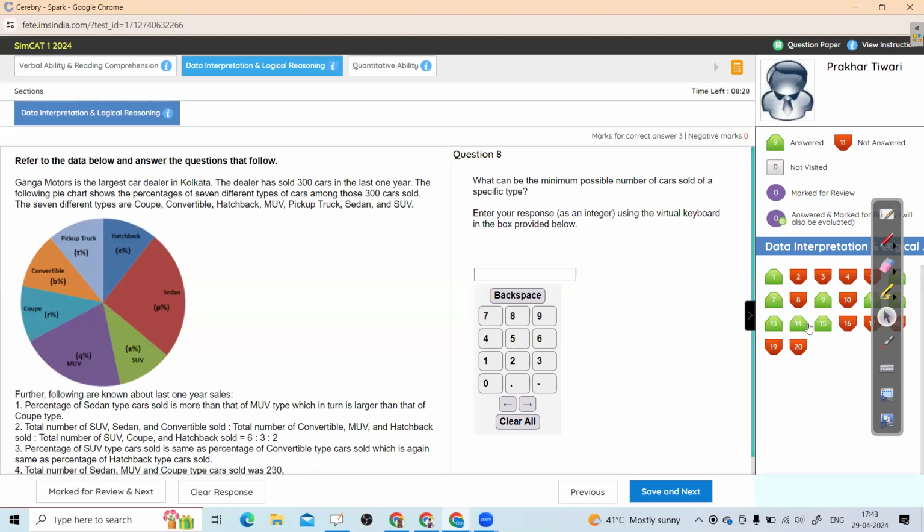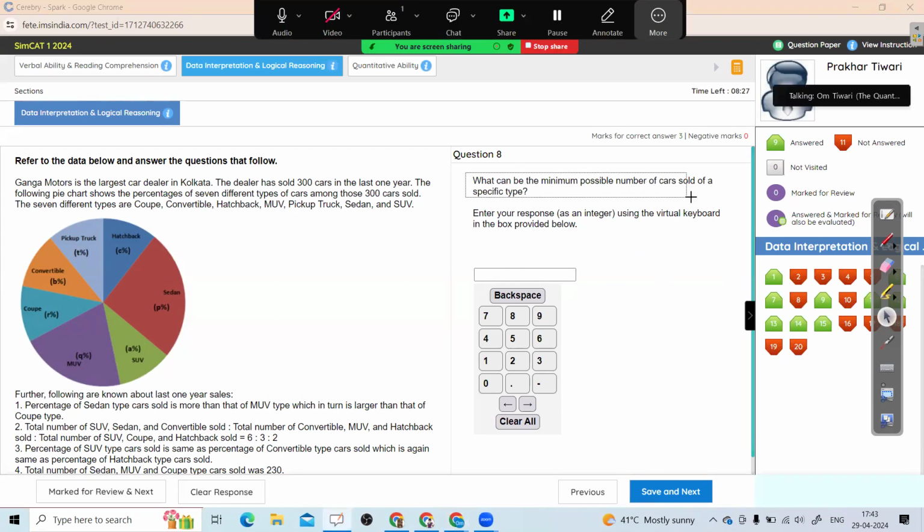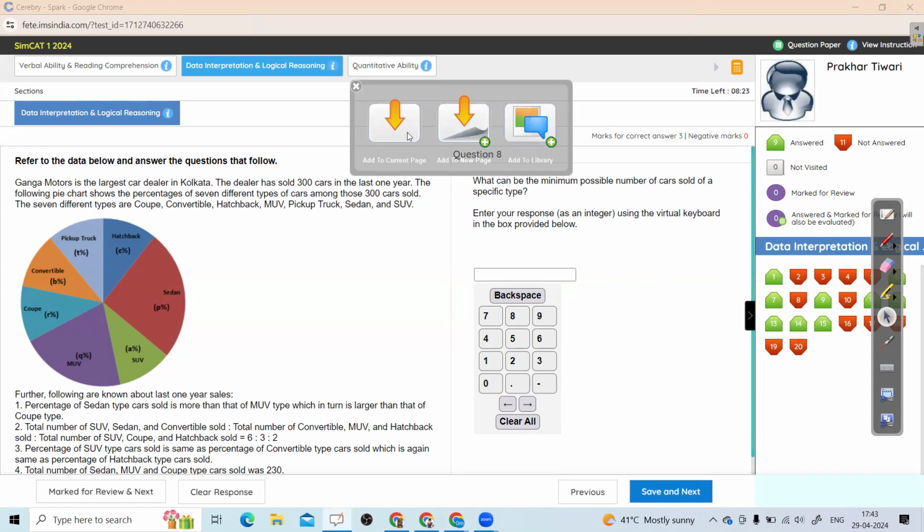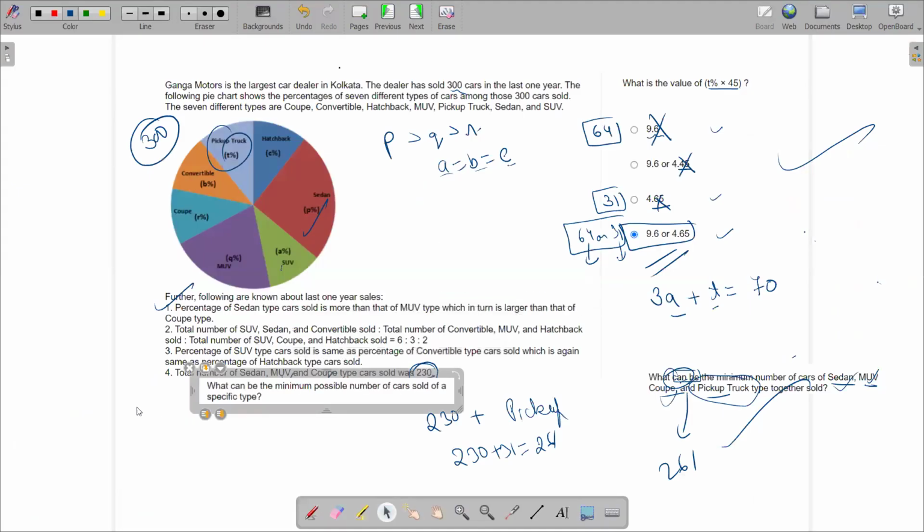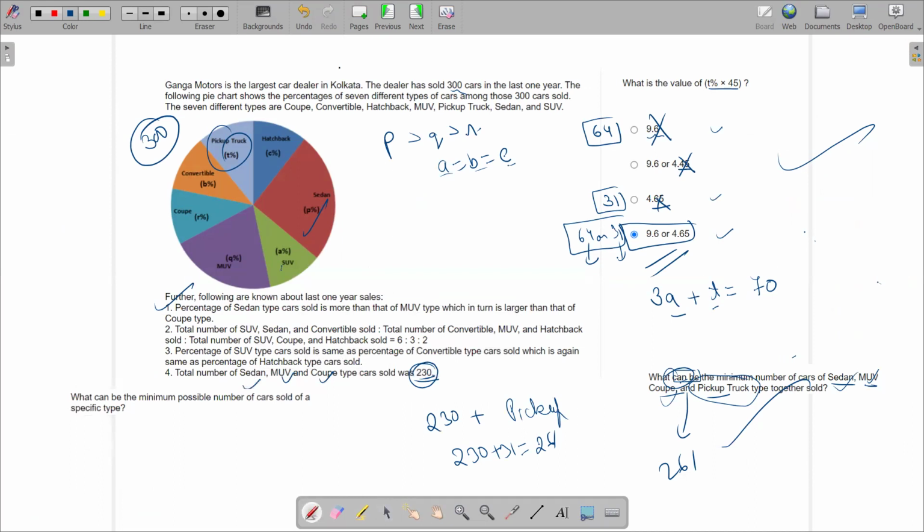Okay, what can the, no, this question as well. What can be the minimum number of cars add to current page? Yeah, minimum number of cars sold of a specific type. Okay, we know that P is greater than Q equal to R. Okay, and we know that sum of PQR is 230.